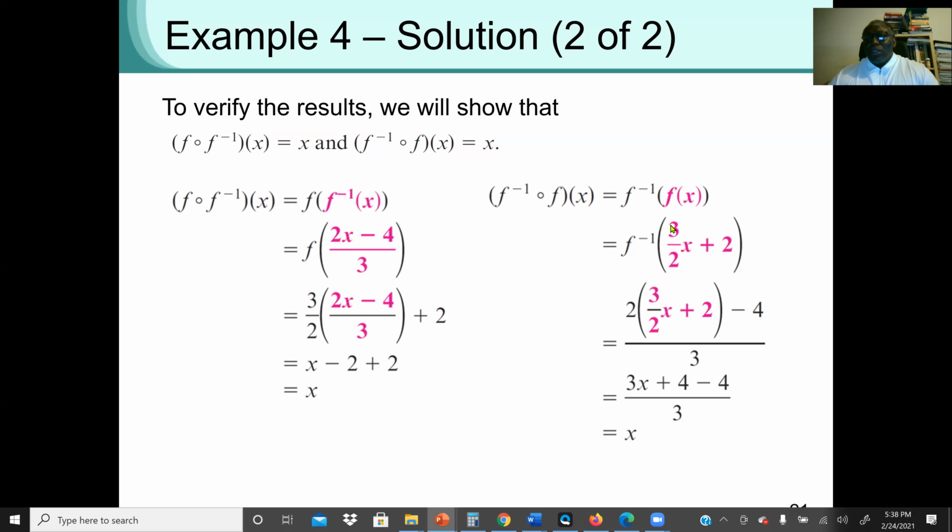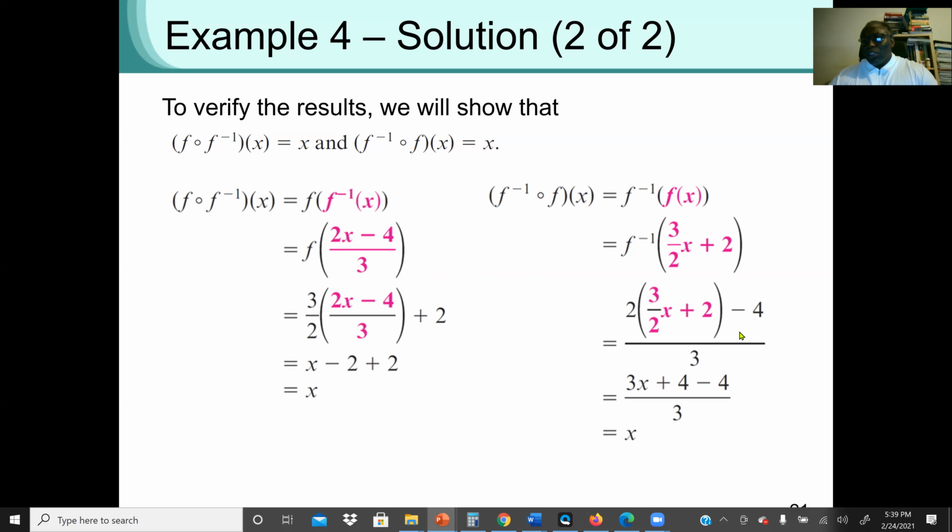Then we do the opposite. Remember, f(x) is (3/2)x + 2, and the inverse of it was (2x - 4)/3. So now the inverse will be outside, and the function will be inside. Anywhere I see x in the inverse of the function, I will replace it with (3/2)x + 2. So this is the only x here. So we get ((3/2)x + 2 - 4) all divided by 3. And that's what we have here, with the 2 being the original part of the function.